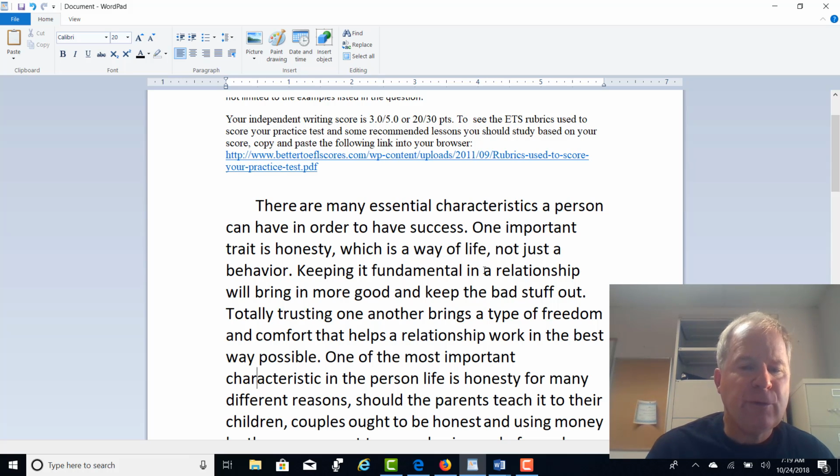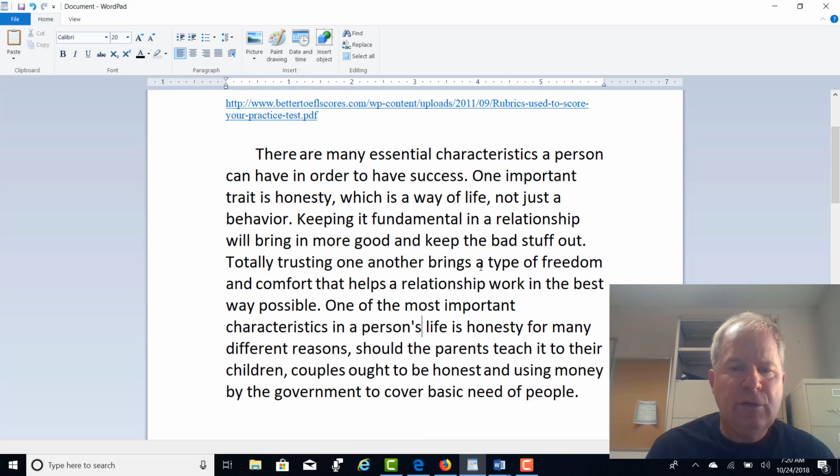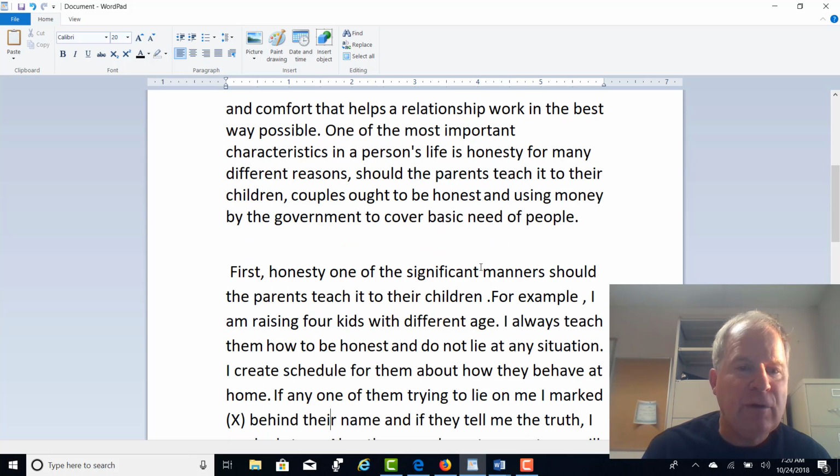One of the most important characteristics in a person's, I'm going to change the to a. And let's add an apostrophe here. In a person's life is honesty. Should the parents teach it to their children, couples ought to be honest. You have this, you have the comma, you have a question, then you have a statement. This does not work very well.